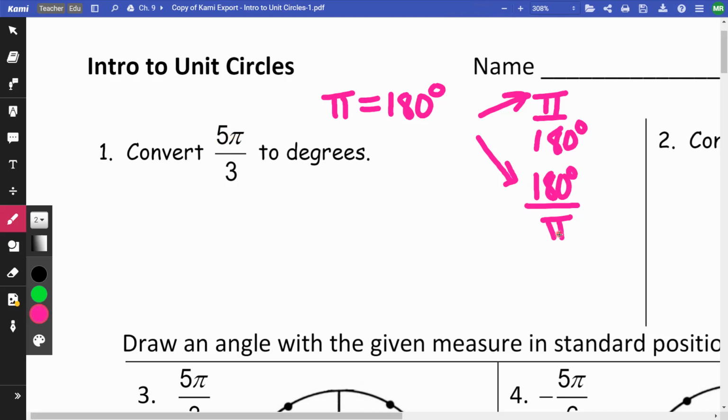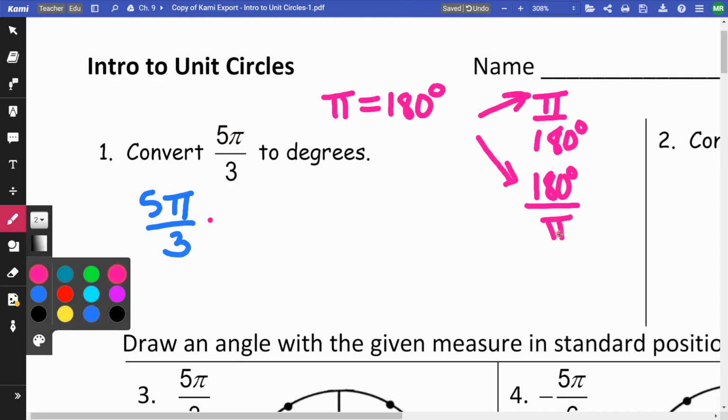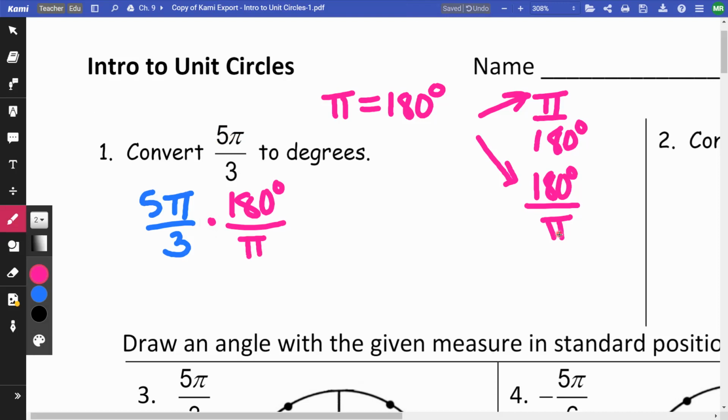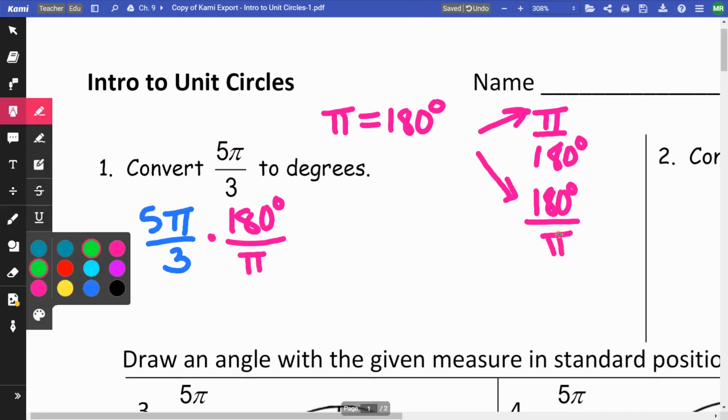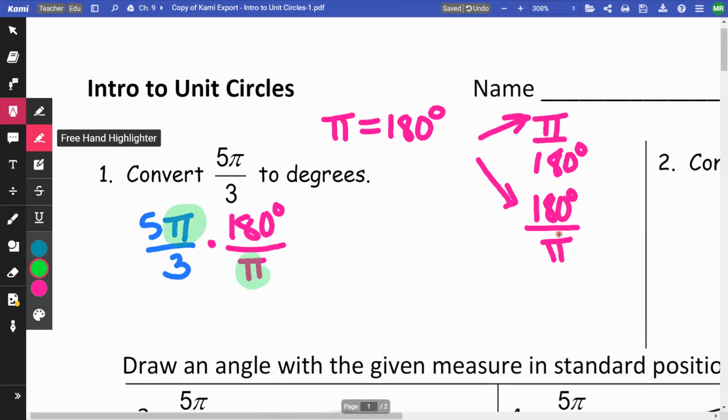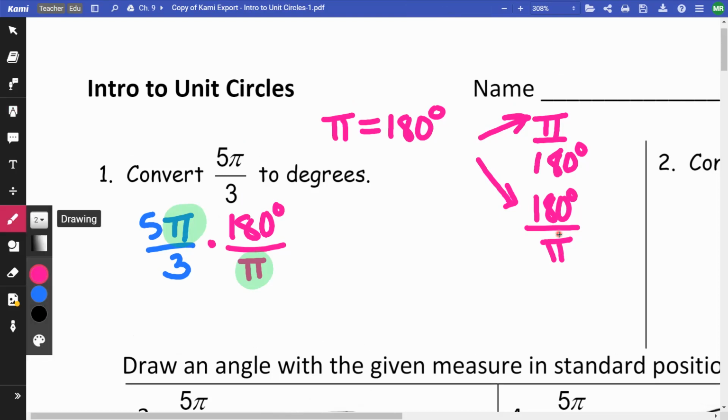So I'm gonna take my 5 pi over 3 and I'm gonna times it by 180 degrees over pi, because I want my pi and my pi to cancel out. I want degrees. I want the degrees on top because I'm looking for degrees. So if I'm doing this, this and this are going to cancel out.